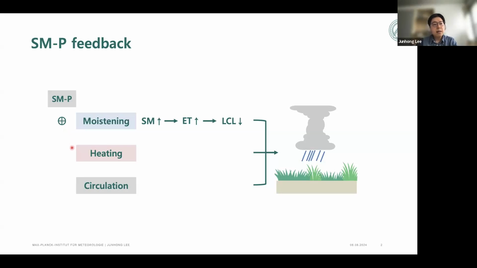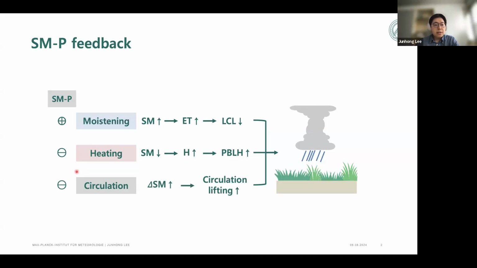For the second, the surface heating process, drier soil leads to higher sensible heat flux, and it warms the air. So the planetary boundary layer height increases, so it hits the LCL, and it creates precipitation. In short, dry soil leads to precipitation. So there is a negative SMP feedback.